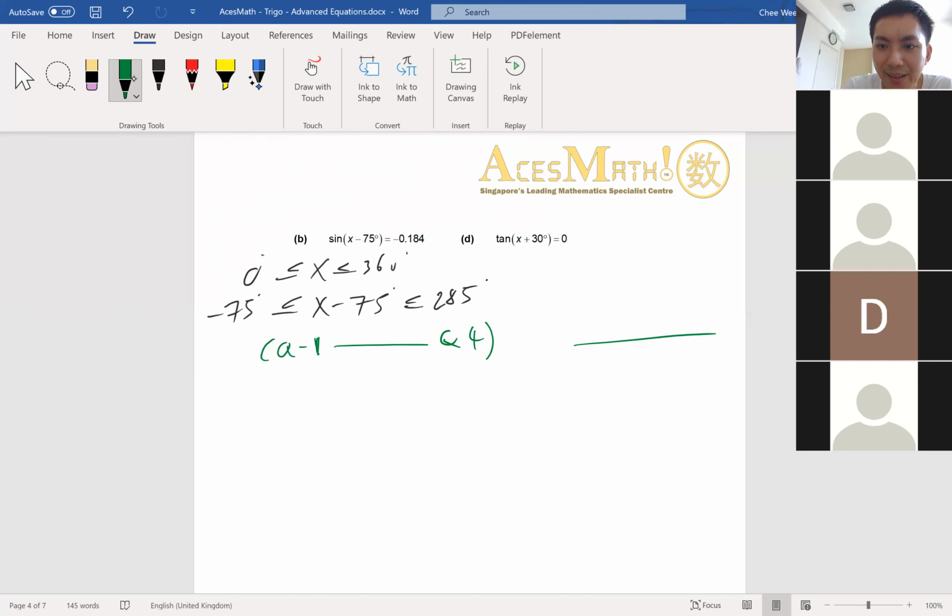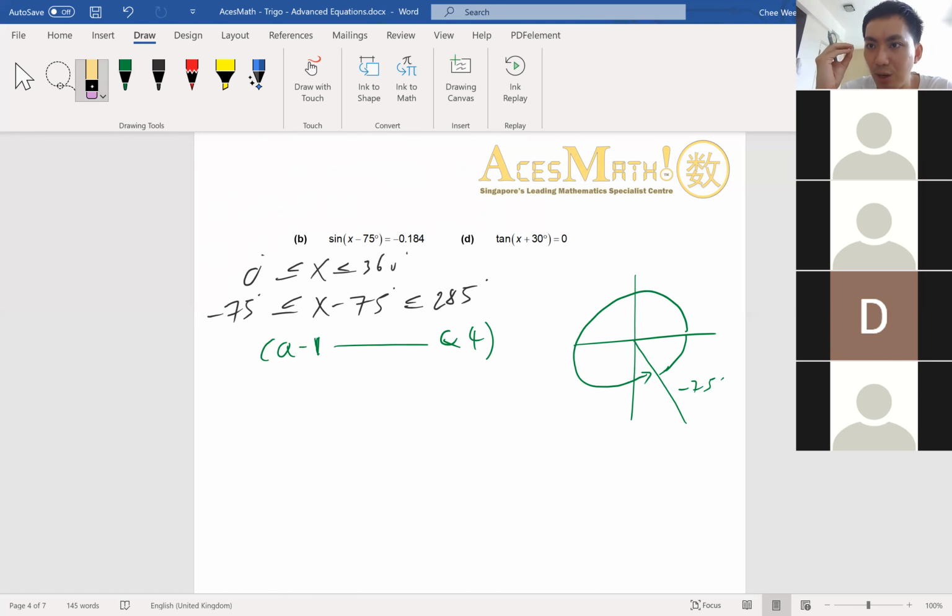So actually it's like I have the running track here. I start from here. So this is -75 degrees. Then at the same time I also have this way. Understand? So there are a total of 5 quadrants under consideration, and that's the game to play for this one.